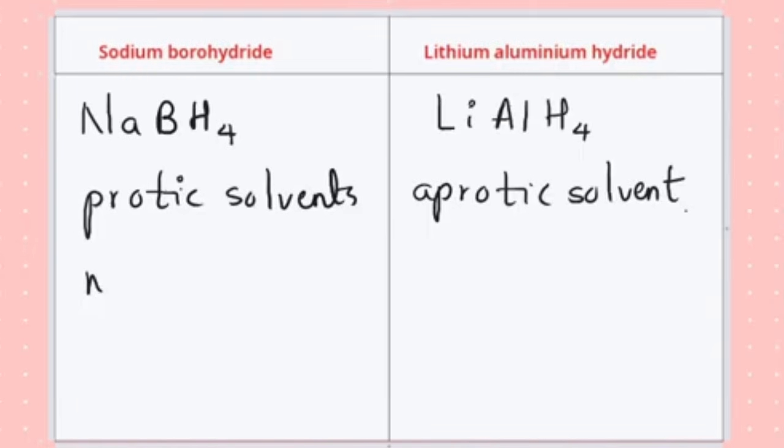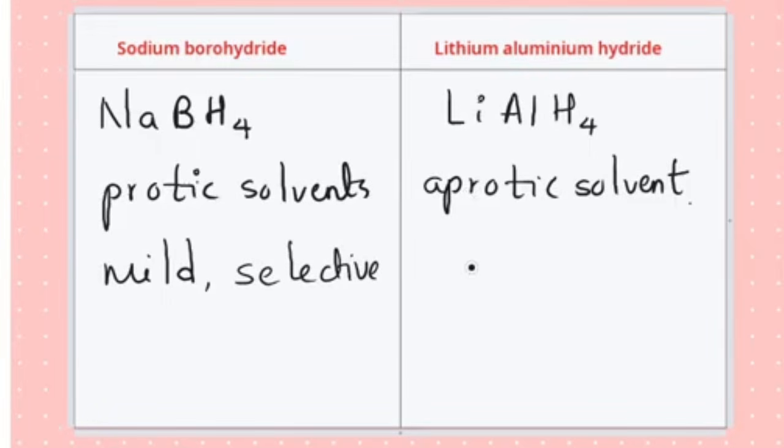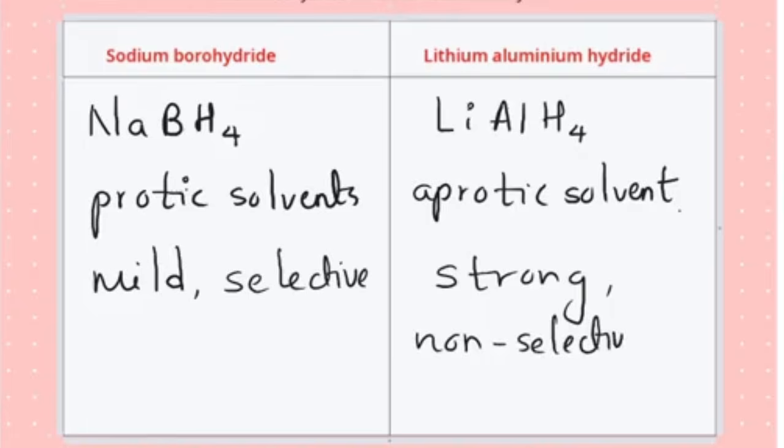What about the reaction? Sodium borohydride is a mild reducing reagent, right? And it is selective. What about lithium aluminium hydride? It is a strong reducing reagent and it is non-selective. What do you mean by non-selective? That means it will react with almost all of the functional groups.